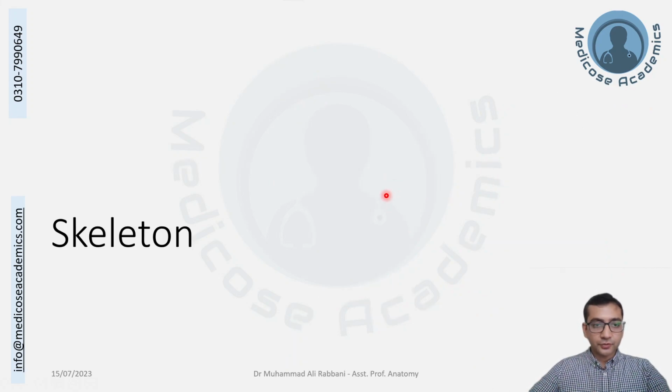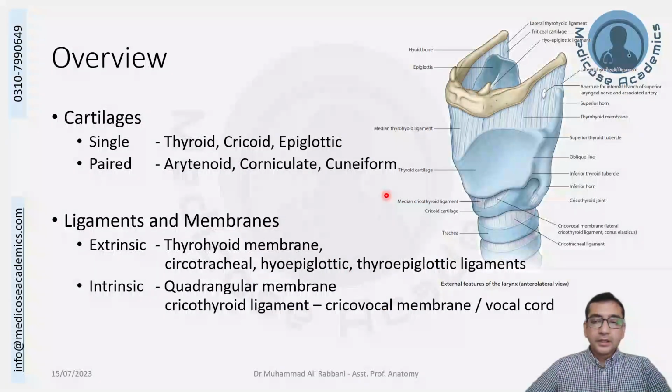The skeletal structure of the larynx. The larynx consists of cartilages and membranes, and these are the structures we are going to be discussing now. The larynx consists of six named cartilages. Three of them are unpaired and three of them are paired. And it consists of membranes.